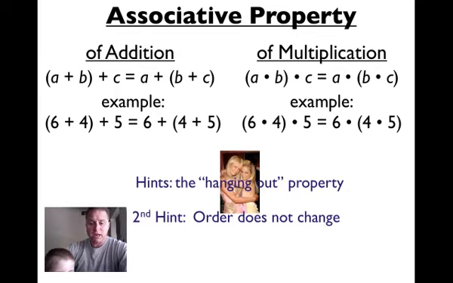Okay, and the other hint that's kind of important is that the order does not change. If you look at both of them, it's A, B, C on the left, A, B, C on the right. So order doesn't change for associative property.